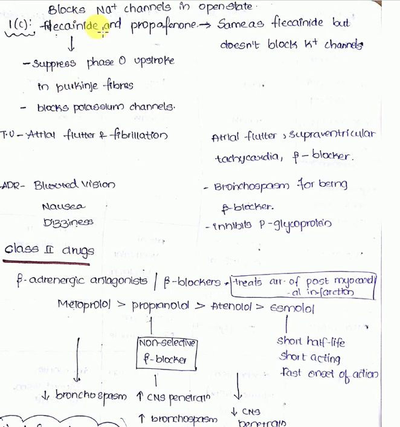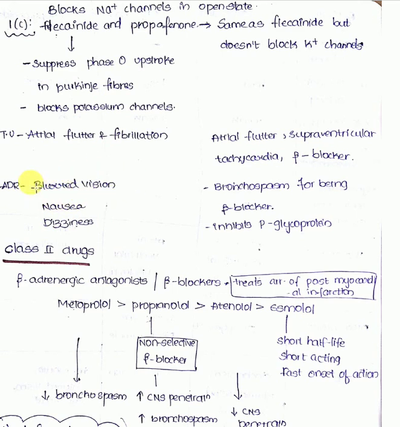Therapeutic uses of flecainide is atrial flutter and fibrillation. I have explained this atrial flutter and fibrillation in the previous video. You can watch. And the therapeutic uses of propafenone is atrial flutter, supraventricular tachycardia, and beta blocker. Propafenone is the only drug in the class 1 sodium channel blockers which also shows class 2 action, that is beta blocking activity. And adverse reactions of flecainide include blurred vision.